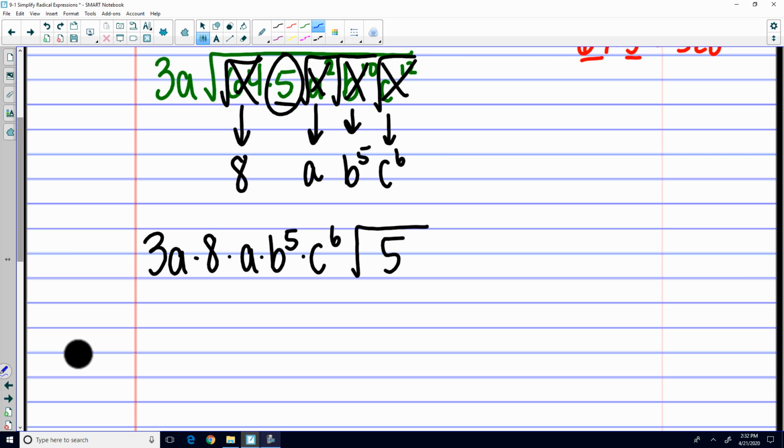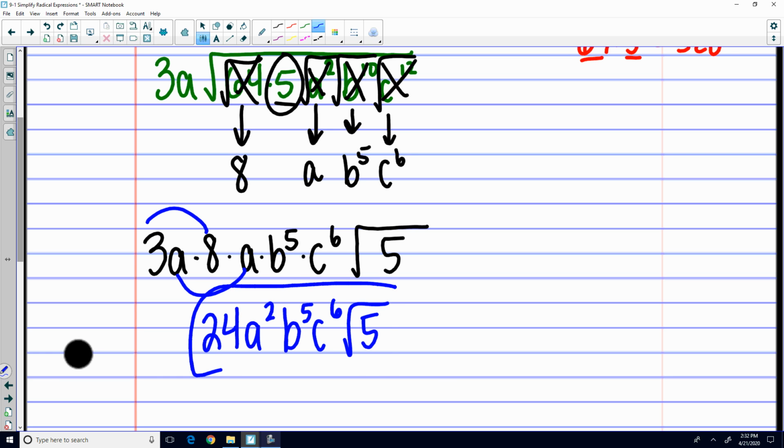All right, well, let's simplify this. I can combine my numbers, and I can combine my a's. So 3 times 8 is 24. A times a is a squared, and then I don't have anything else to combine, so I just write it all out. And that is my final answer.